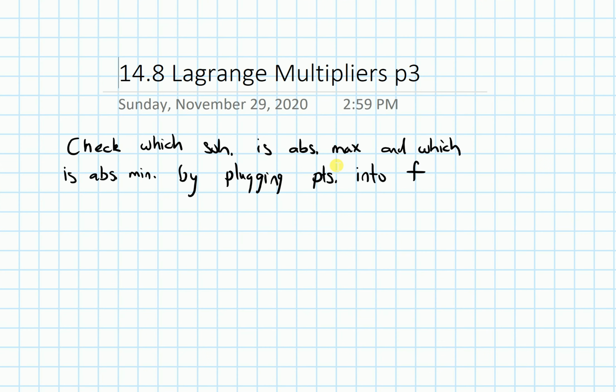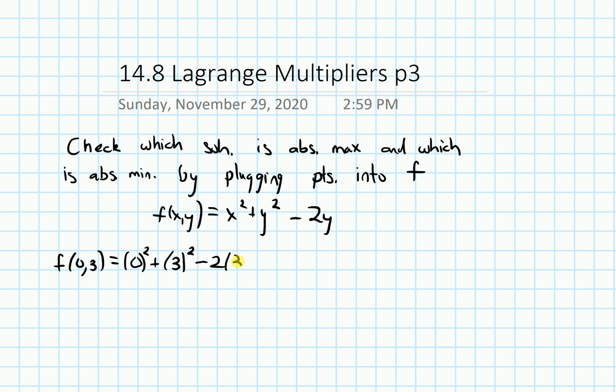Okay, so let's now find them. Let's plug these values in. So let's remember that our function f of x comma y was equal to x squared plus y squared minus 2y. So let's first plug in the point 0, 3. So x is 0, so we'll get 0 squared plus 3 squared, plugging in y, and then minus 2 times 3. So we'll get 9 minus 6, which is 3. And now plug in the other point, f of 0, negative 3. So we'll get 0 squared plus negative 3 squared, and then minus 2 times negative 3. Okay, so we have 9 plus 6, which is 15.